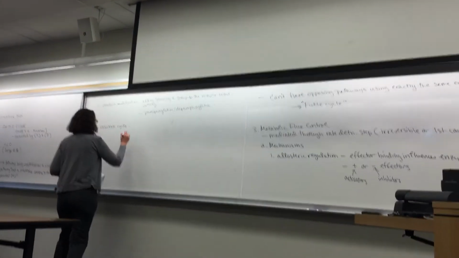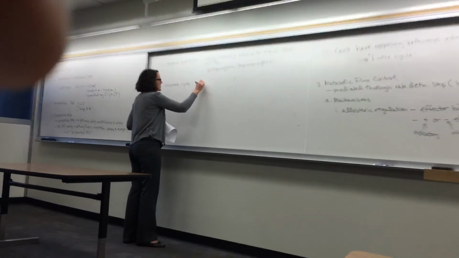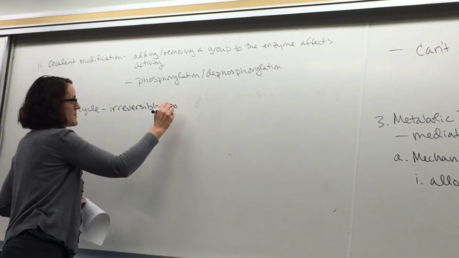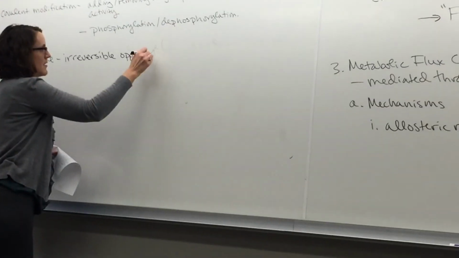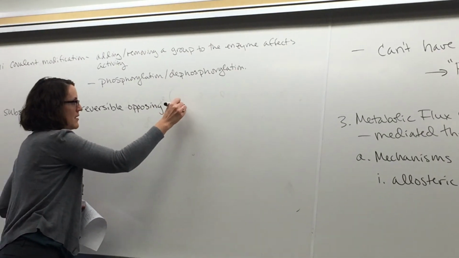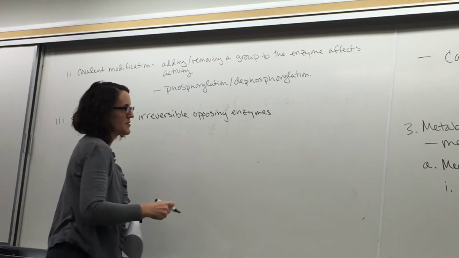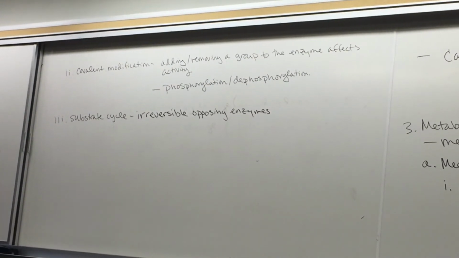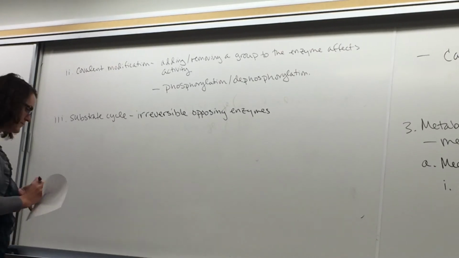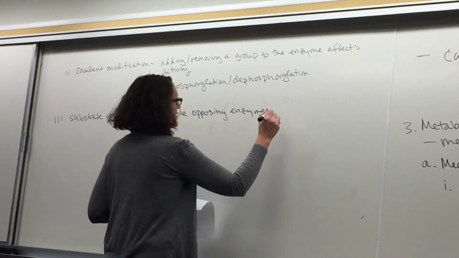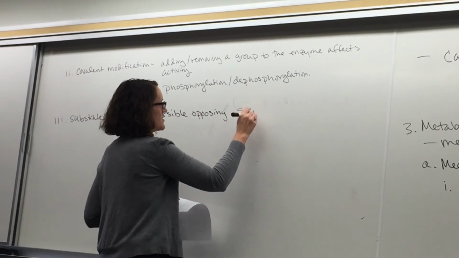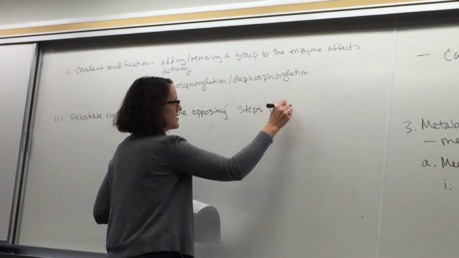So substrate cycle characteristics: irreversible, opposing enzymes. Okay, so they basically have the same substrate product pair. They are irreversible opposing steps, catalyzed by different enzymes.